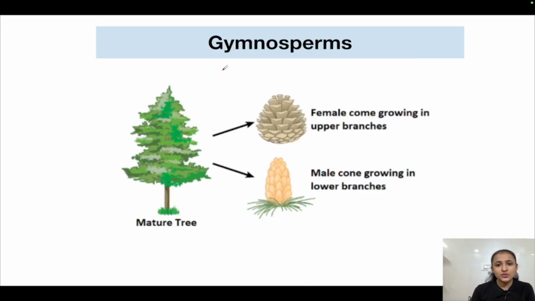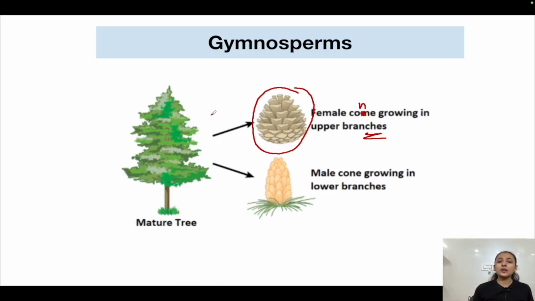This is the mature gymnosperm tree. This is the female cone that is growing in the upper branches. The male cone is seen growing in the lower branches. It is shorter, smaller in size. Female cone is larger in size.